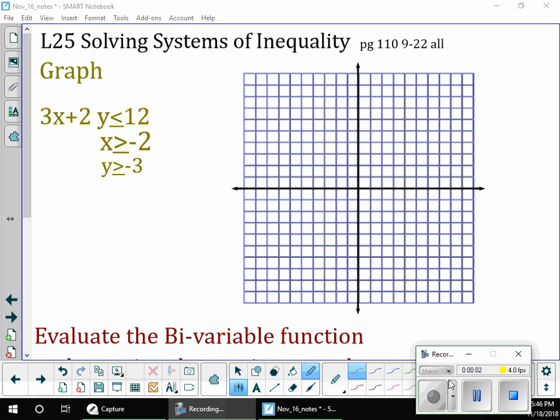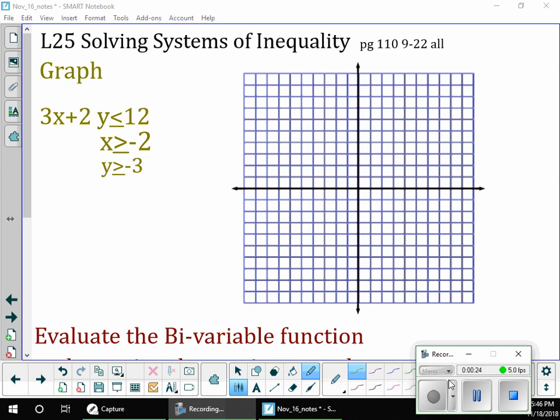Lesson 25, Solving Systems of Inequalities. So if we were going to take this lesson in class, I would have put up an equation or an inequality and asked you to graph it. And then I would have put up a second inequality and asked you to graph it. And then I would have put up a third inequality and asked you to graph it.